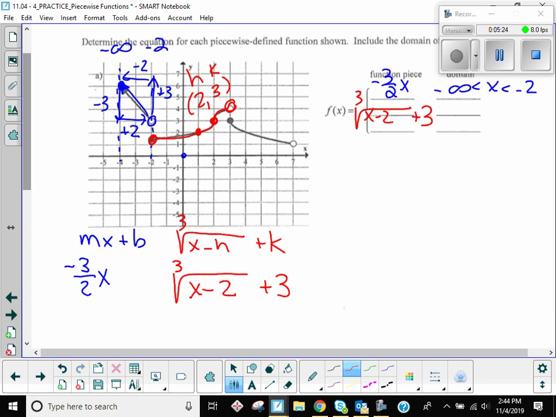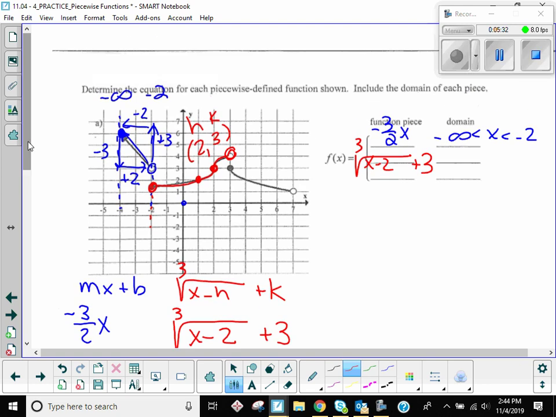What's the left boundary here? -2. And it's included. Very good. So -2 is included. That means it gets an equal bar. And then we need all the x's between that and excluded 3. Thank you. And so I put that over here.